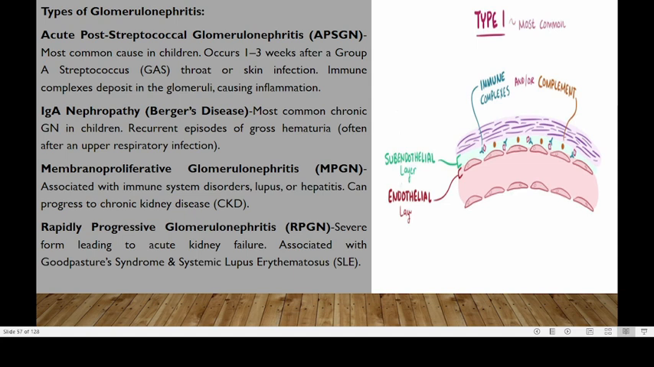The second type of glomerulonephritis is the IgA nephropathy or Berger's disease. This is the most common chronic glomerulonephritis in children and leads to recurrent episodes of gross hematuria, often after an upper respiratory infection. The third type is the membranoproliferative glomerulonephritis.